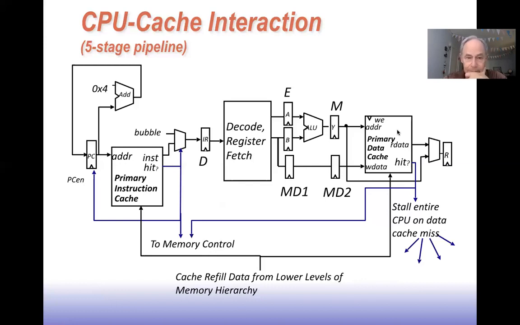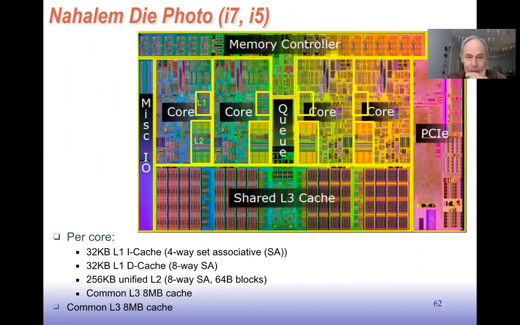So just to give you an idea of the size of memory, the size of caches in a modern day memory hierarchy. This is a die photo for the Nehalem, which is the Intel i7 or i5, a very popular processor used in notebook computers and other places. This one is a 4-core version of it. The newer ones have more cores.